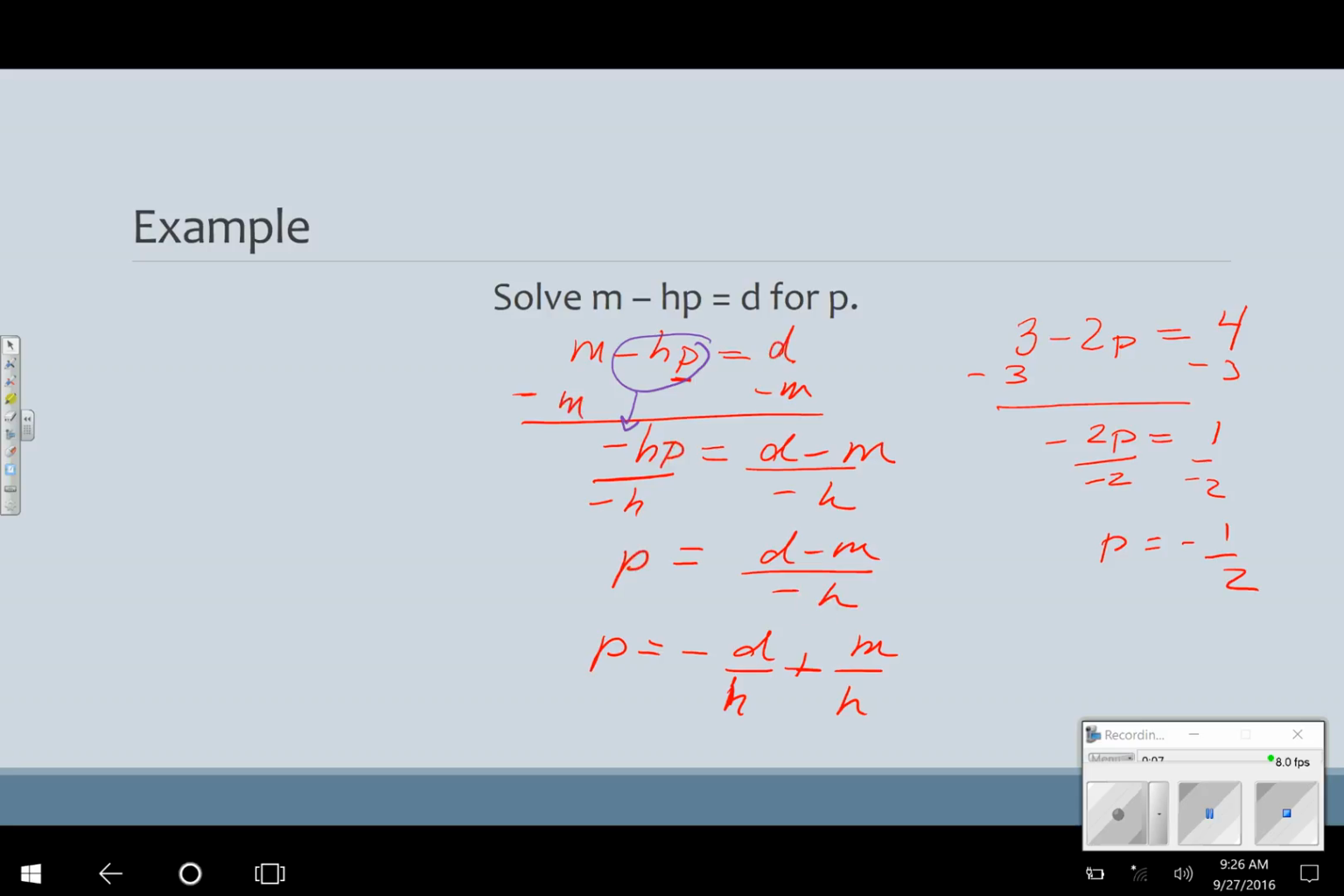Sometimes you'll see mathematicians tend not to like that negative in the denominator, so what they do is they just change everything to its opposite. Okay, so that it becomes negative d plus m divided by positive h. Or then again, m minus d divided by positive h. All of these are equivalent equations. They represent the same thing, just moved around.